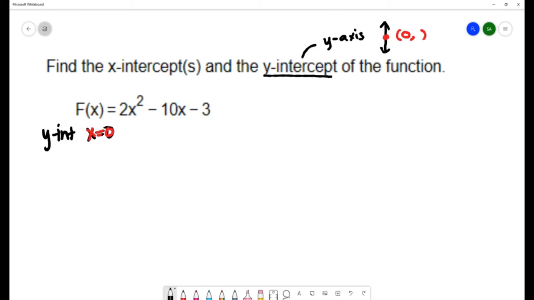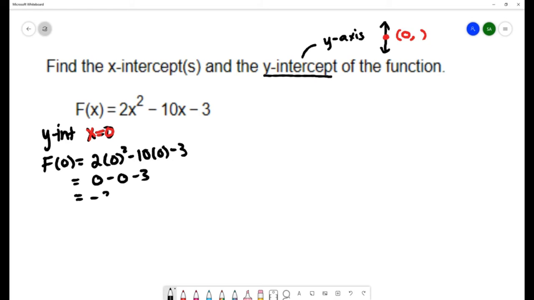So I'll substitute a 0 into the function, and that will give f of 0 equals 2 times 0 squared minus 10 times 0 minus 3. And 0 squared is 0, times 2 is 0. 10 times 0 is 0. And then if we simplify, we end up getting a negative 3. So this function has a y-intercept at 0, negative 3.